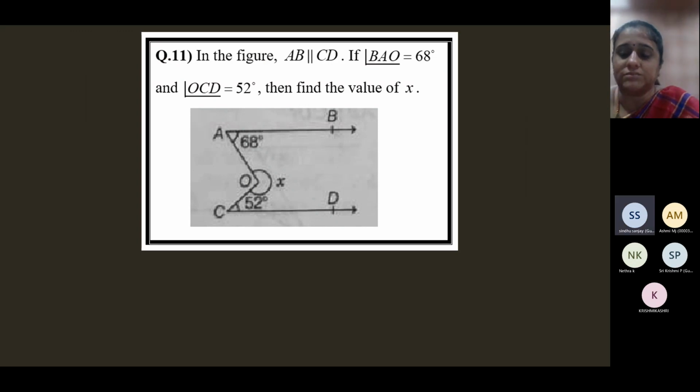Ma'am, is X 240, ma'am? Yeah, X is 240. Correct. Good.